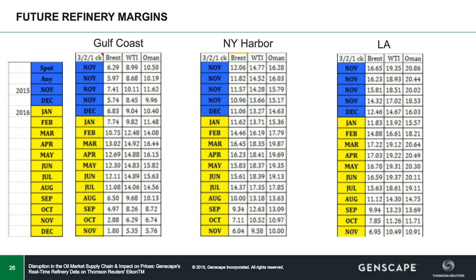These 3-2-1 cracks, you have the Gulf Coast, New York Harbor, and LA. Right now, it's going to get weaker. So you have the spot versus the November crudes, swaps, and so on and so forth. It's rather weak. It strengthens right around end of Q1, reaches a peak in the middle of Q2.